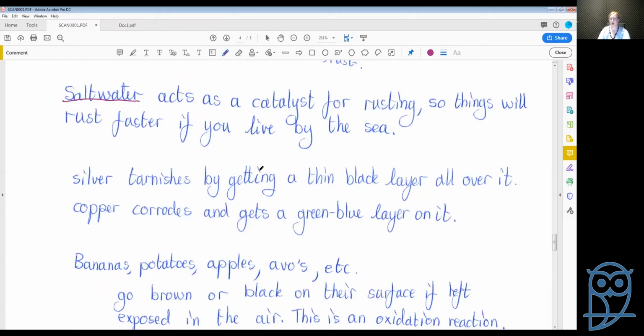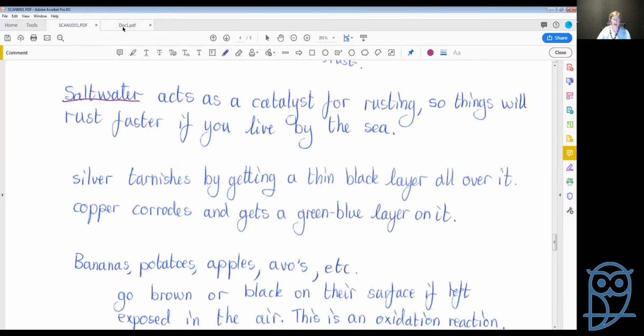So silver tarnishes by getting a thin black layer all over it. And when you're polishing silver, what you're actually doing is you're rubbing away this thin black layer in order to expose the silver underneath so that it's nice and shiny again. Copper corrodes and it gets this greenish blue layer on it.